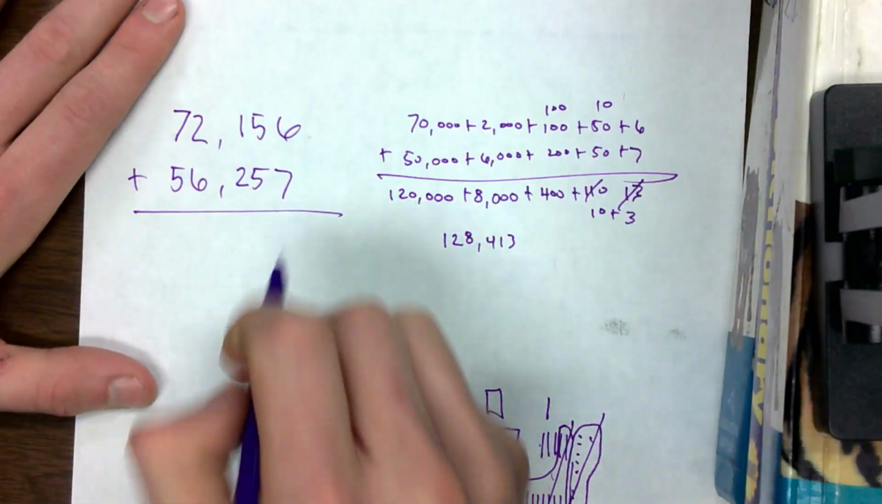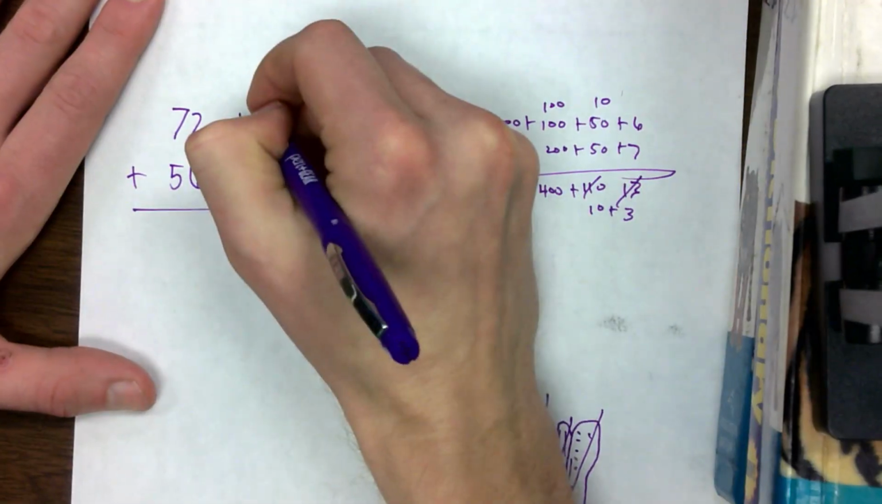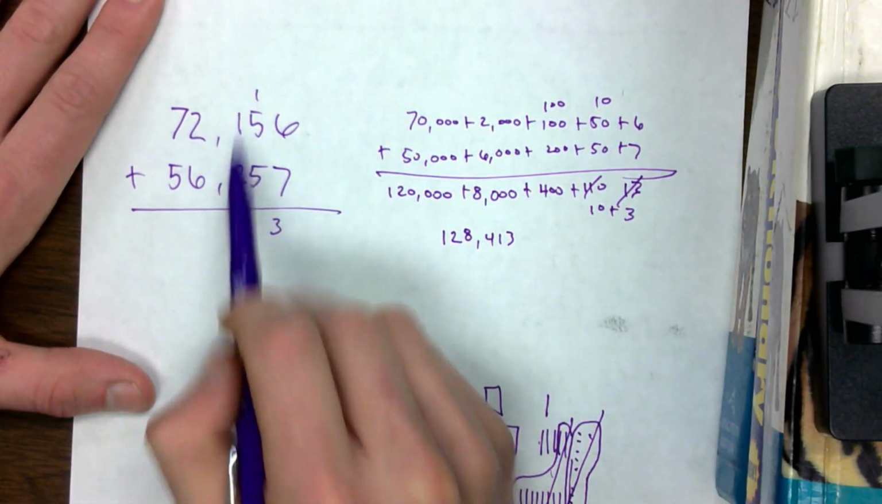Connecting it to the standard algorithm, and I'm done. Let's make it under 10 minutes today. 6 plus 7, 13. We put our 1 in the ones place. 10 in the tens place. Regroup is what we call it. Regroup.